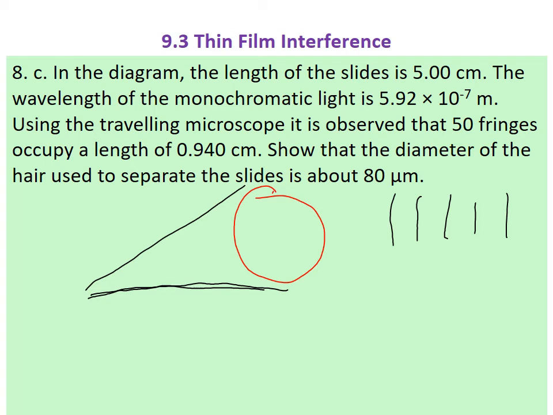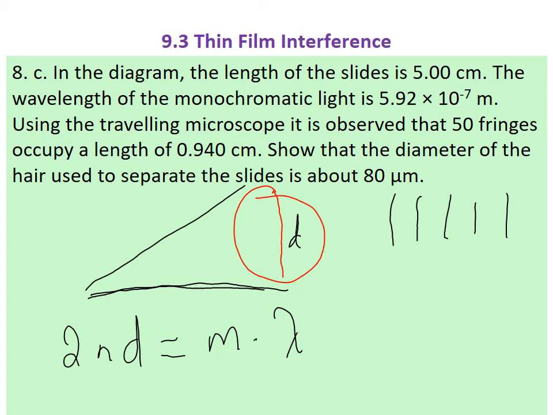The difficulty in this is that we are going to be using the equation 2nd, where d is the unknown thickness of the hair, equals m times lambda. The difficulty with this is the fact that we don't know what m is, and it's not sufficient to say that m equals 1, like I was able to do in the previous problem. I can't just say m equals 1 because I have to figure out exactly where m is.